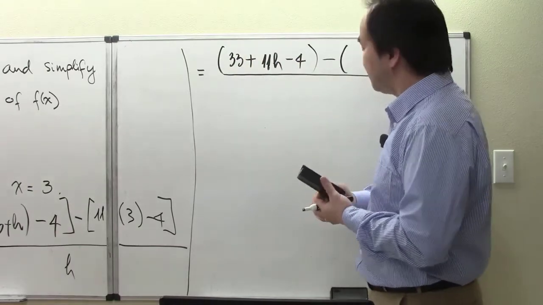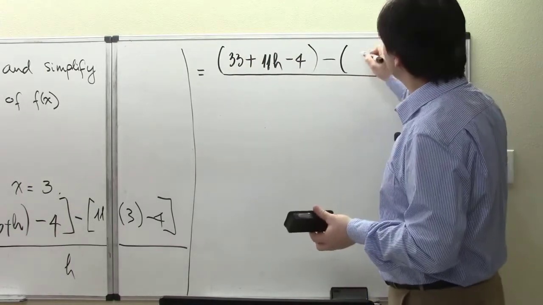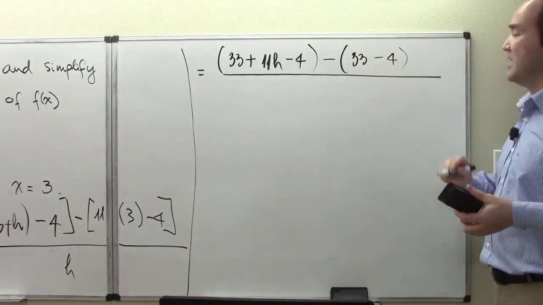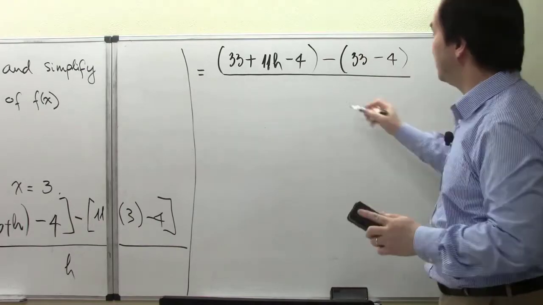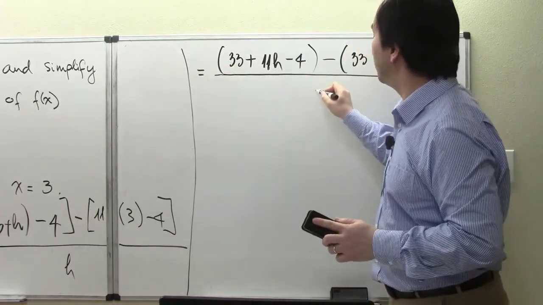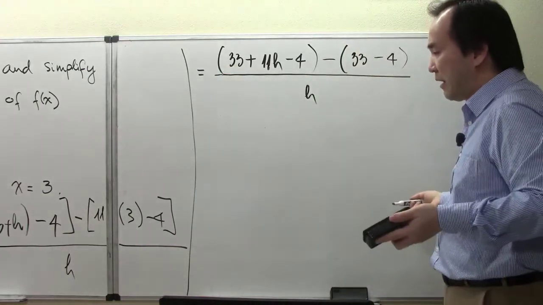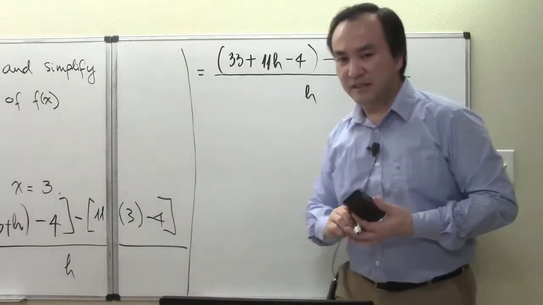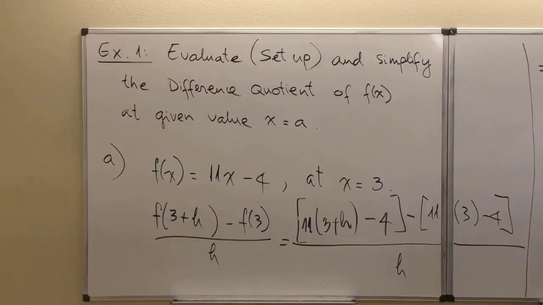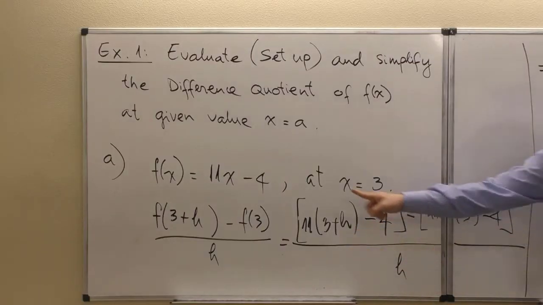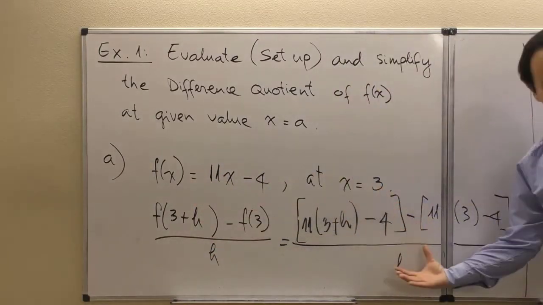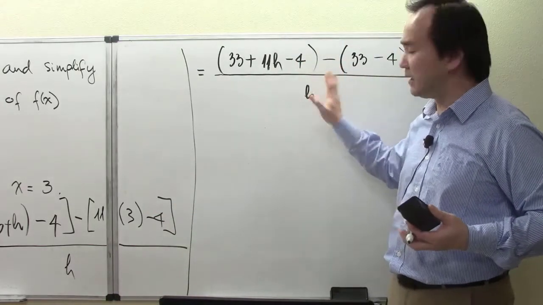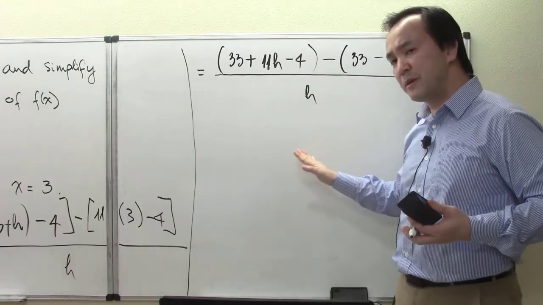Now the other group right here is simply 33 minus 4, which is a simple calculation that anyone can take. Okay, and now we're still over h. So you can see that throughout all 3 steps, from the very starting point to the setting up step, and then our current step right here, the h in the denominator pretty much remains the same.